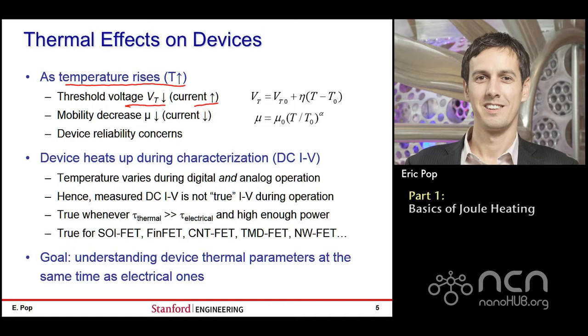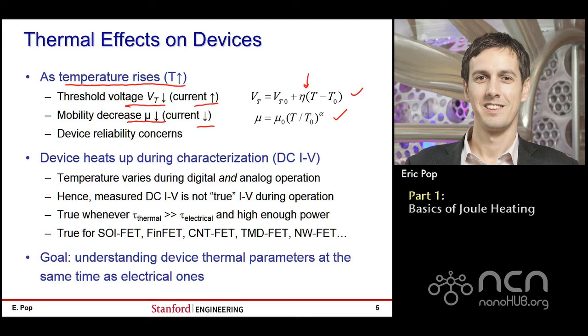At the same time, mobility is also known to decrease as the temperature rises due to increased phonon scattering, electron-phonon scattering, which, of course, leads to the opposite effect, which is that the current should decrease as the temperature increases. And there are very simple expressions essentially shown for threshold voltage and for mobility over here.